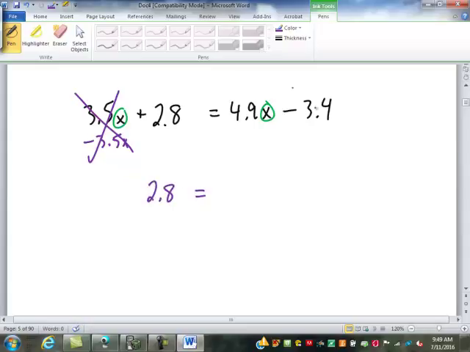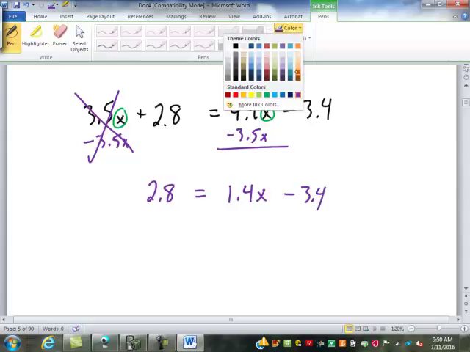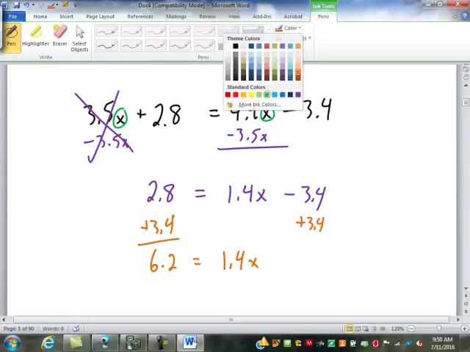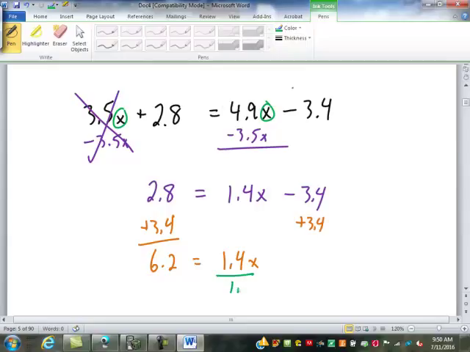What do I have to do on the other side? I have to subtract 3.5 yet. So 4.9x minus 2.5x is 1.4x. I still have the minus 3.4, negative 3.4. Now what? Add 3.4. So 2.8 plus 3.4 is 6.2 equals 1.4x. And then divide by 1.4.